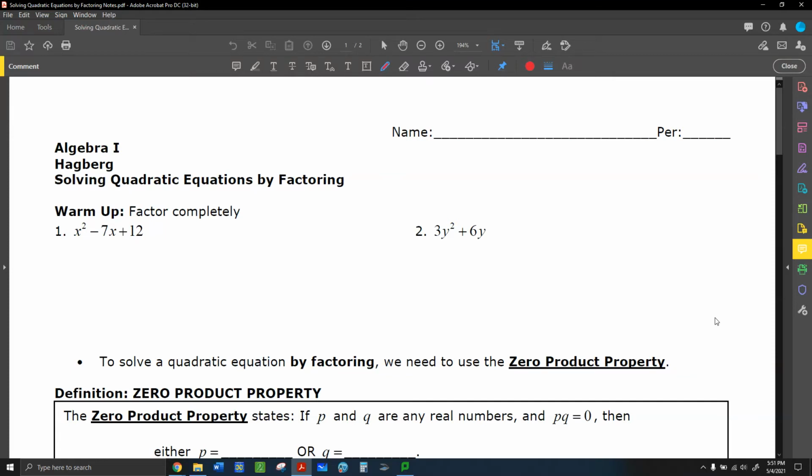Hi everyone. Today we're going to be discussing solving quadratic equations by factoring. Before we begin, I want to start with this warm-up. So go ahead and pause the video and complete the first two examples.